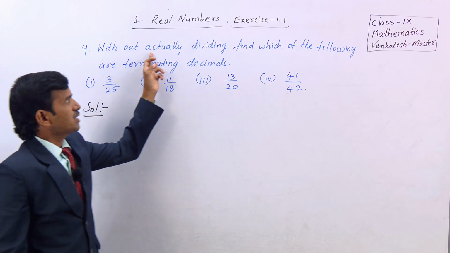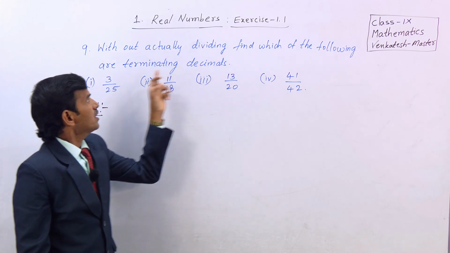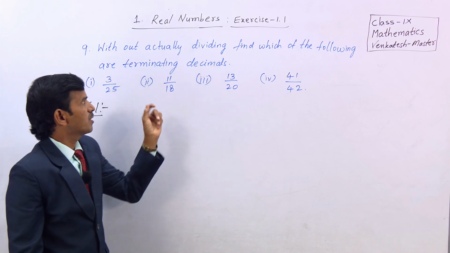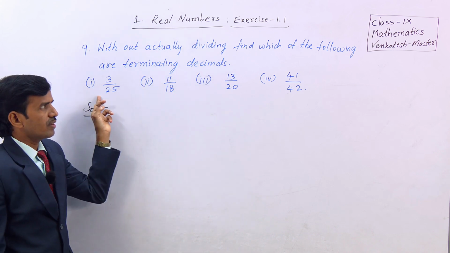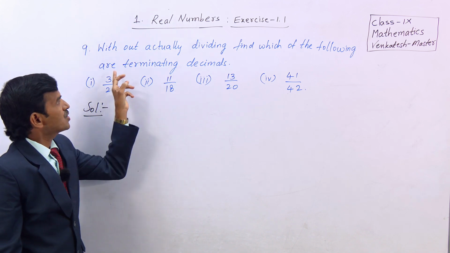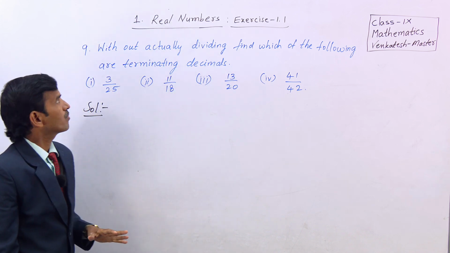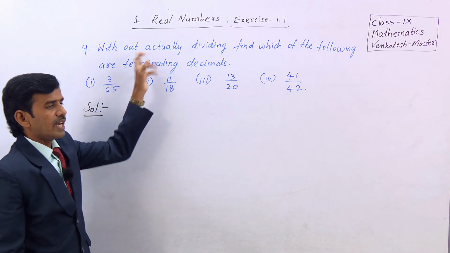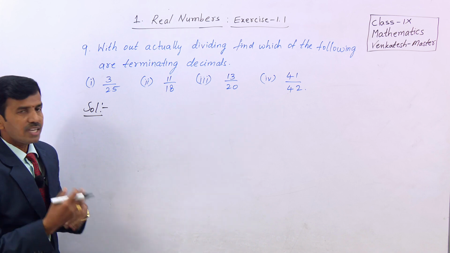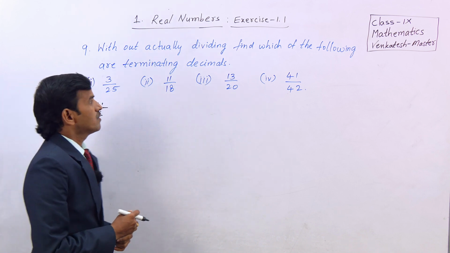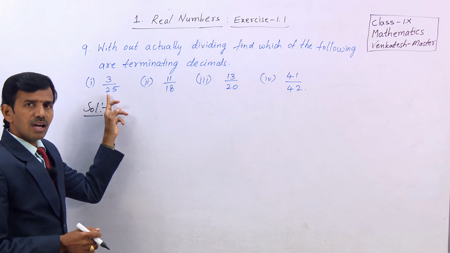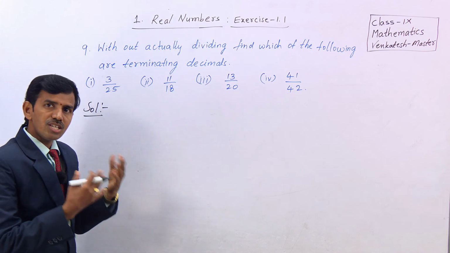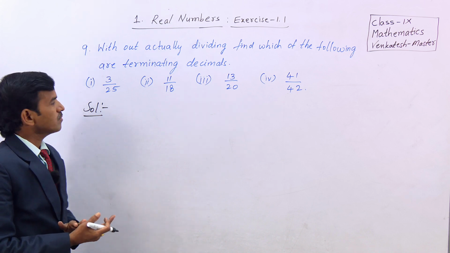So without actually dividing, which of the following are terminating decimals? Here certain rational numbers are given. Among these, we have to decide which are terminating. So here, whatever the decimal given, don't go for direct division. So what is the technique to apply on this? We have to check whether the given denominator is in the form of 2 power n or 5 power n, or a combination of both 2 and 5.